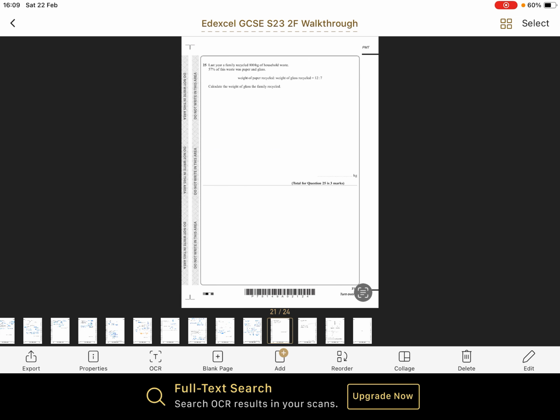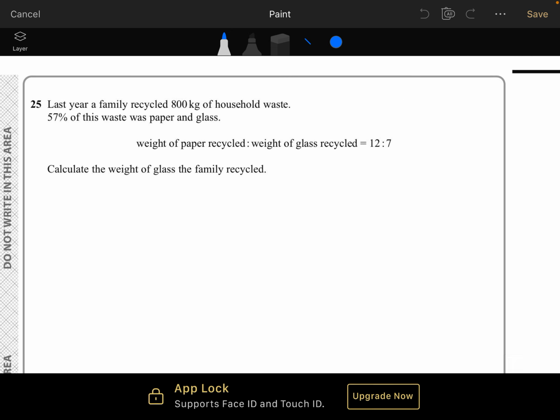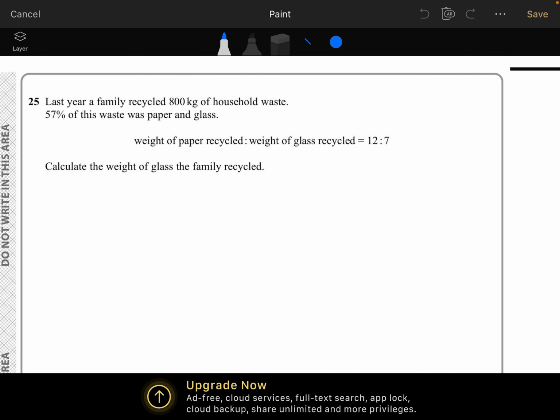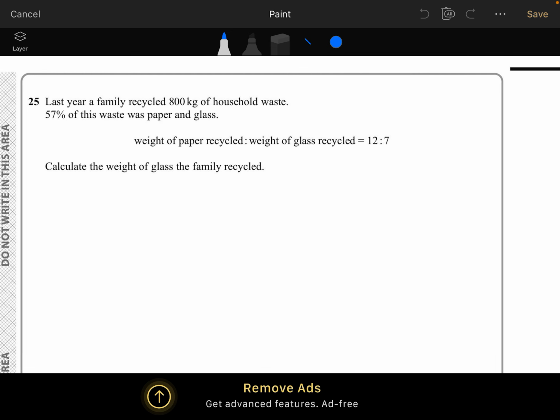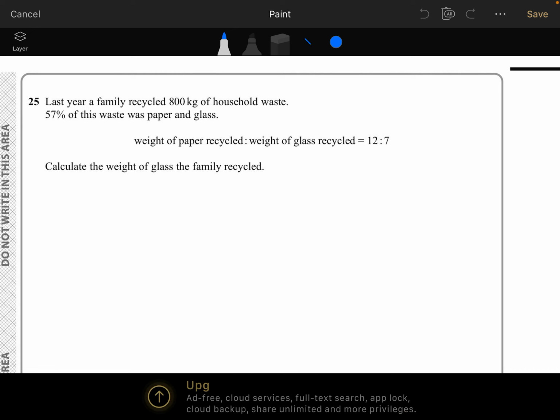Question 25. Last year, a family recycled 800 kilograms of household waste. 57% of this waste was paper and glass. The weight of paper recycled to the weight of glass recycled equals 12 to 7. So they've given us a ratio there, and it wants us to calculate the weight of glass the family recycled.